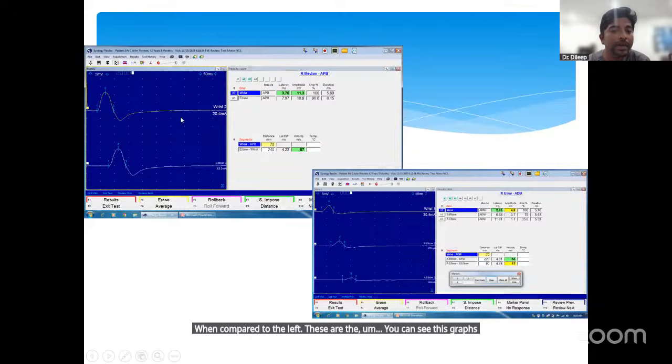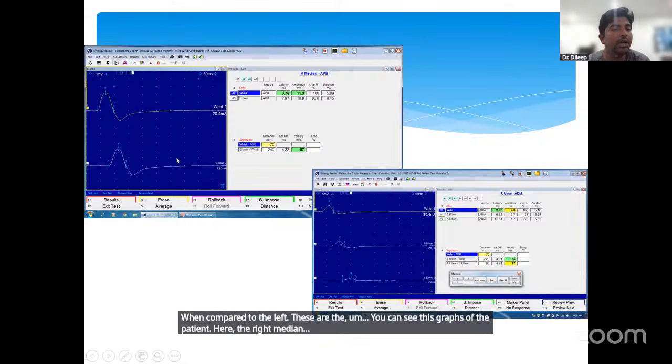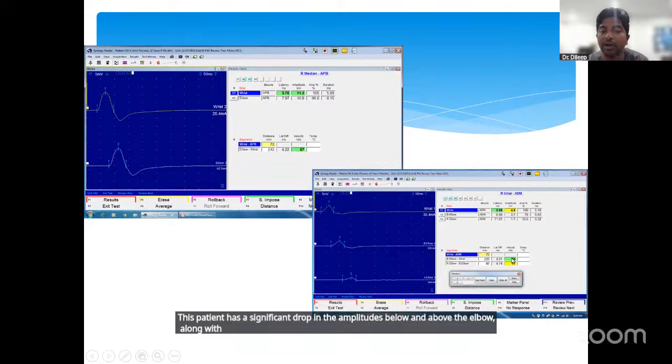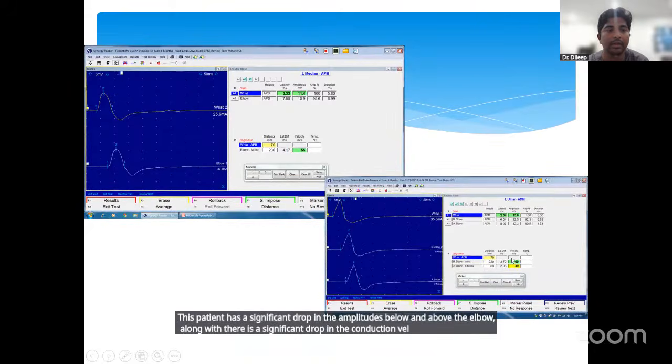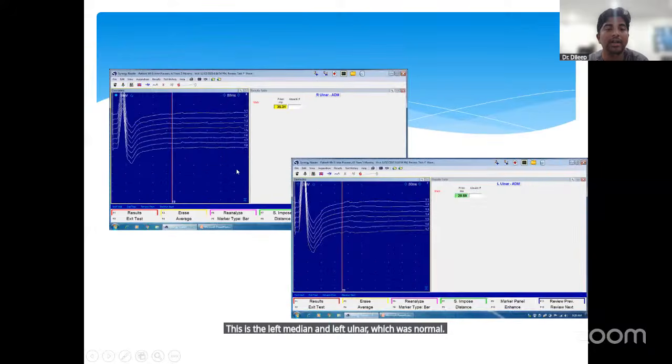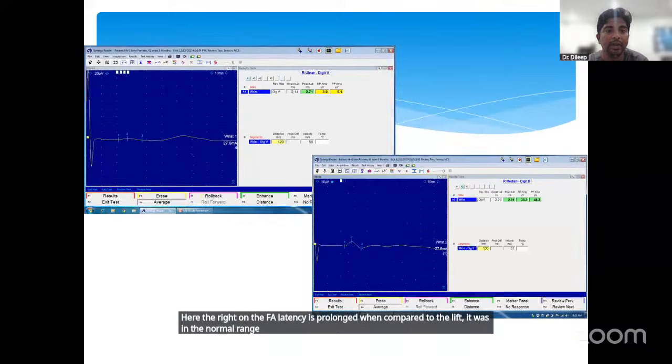Here the right median amplitude and latency is normal. Along with the right ulnar, this patient has a significant drop in the amplitudes below and above the elbow, along with a significant drop in the conduction velocities. This is the left median and left ulnar, which were normal. Here in the right ulnar, the F-wave latency is prolonged. When compared to the left, it was in the normal range.